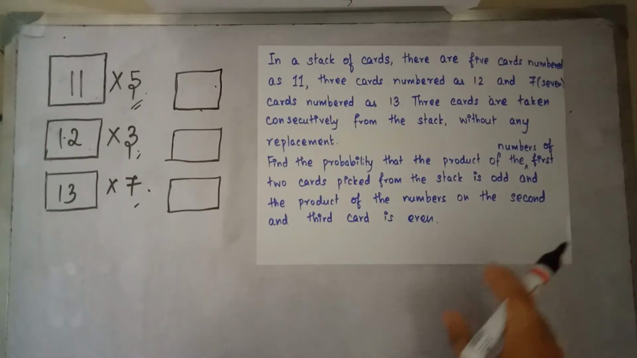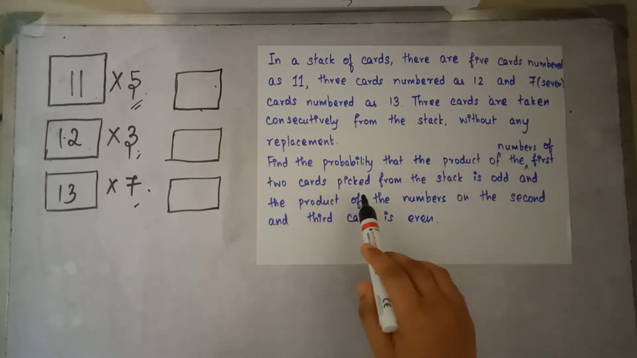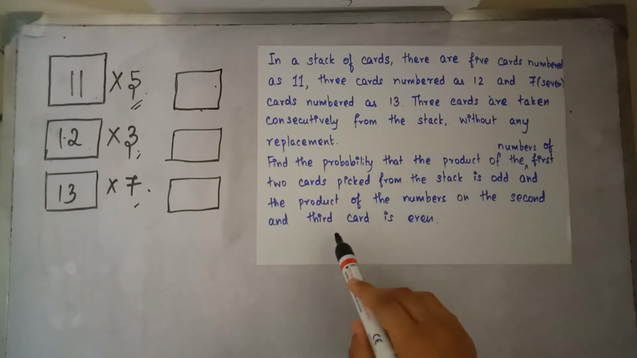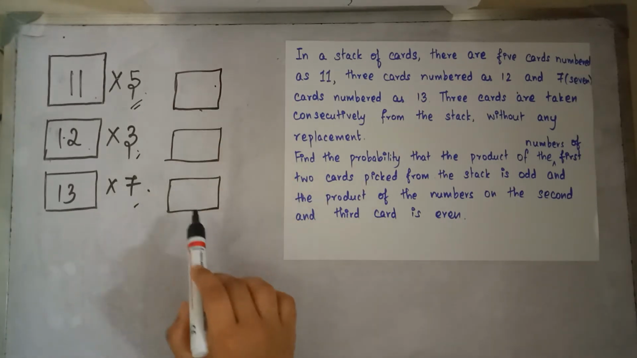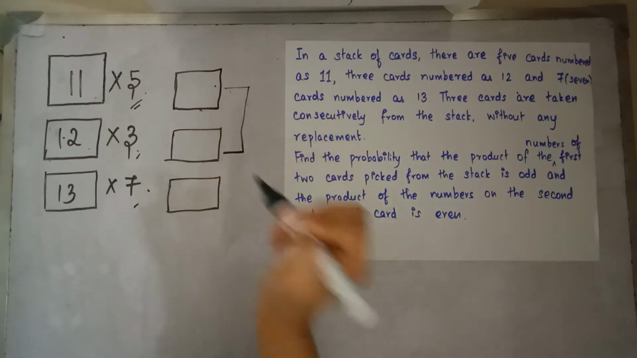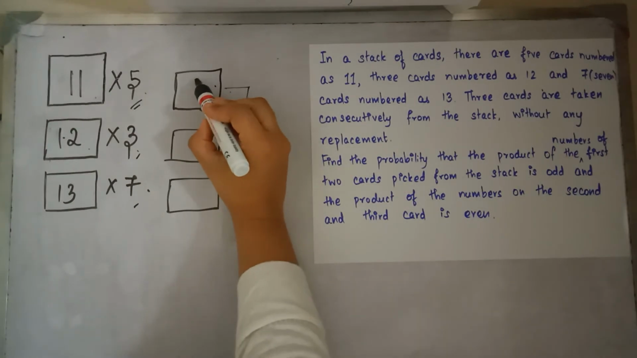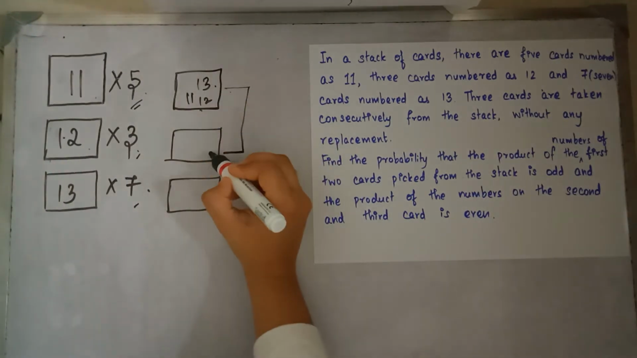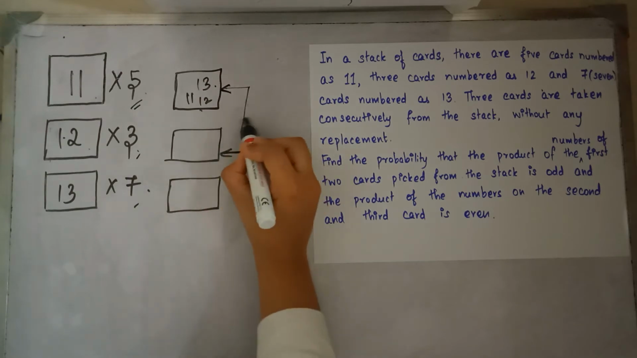Now, the question wants you to find out the probability that the product of the numbers of the first 2 cards picked up from the stack is odd, and the product of the numbers on the second and third card is even. Which are the first 2 cards that I'm taking? I'm taking out 3 cards without any replacement. The first 2 cards will be these 2. So they want you to find the probability that the numbers on these cards, the number could be 13 or 12 or 11, any number, the product of the numbers on these 2 cards is odd.